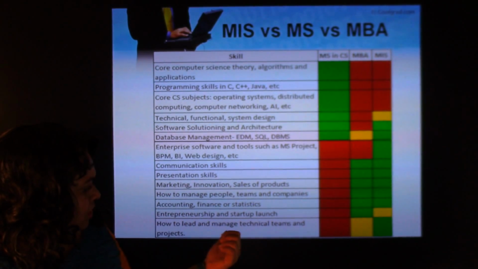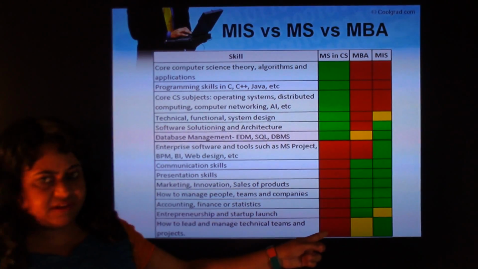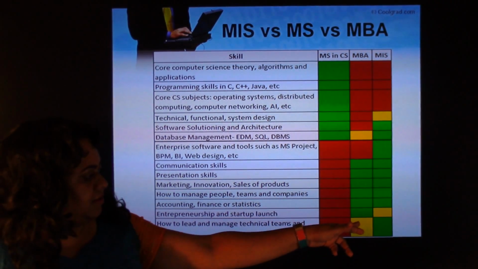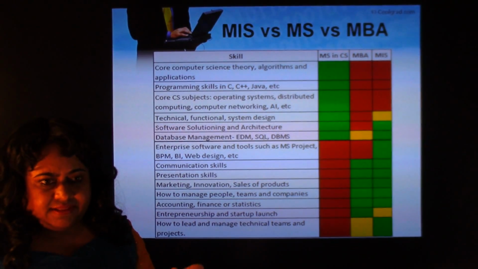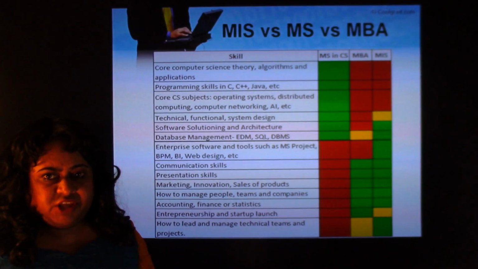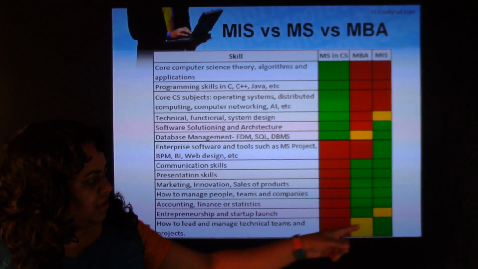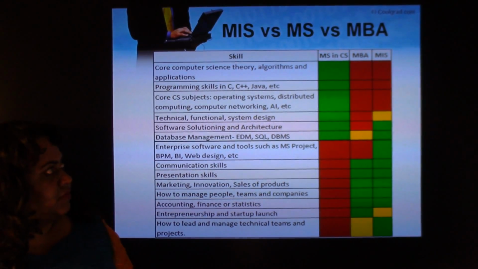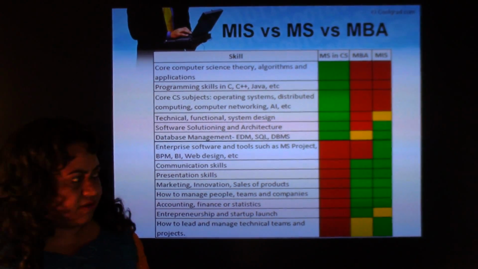So, how to lead and manage technical teams and projects. They don't teach you that in an MS in computer science, but they teach you to some degree about this in an MBA program. They don't really teach you the underlying technology, the IT tools that I used, meaning they don't teach you what business intelligence is or CRM is, but you can still manage a project to some extent. But if you do MIS, you're better equipped to manage a technical IT project. So this is like a comparison and contrast between MBA, MS, and MIS.